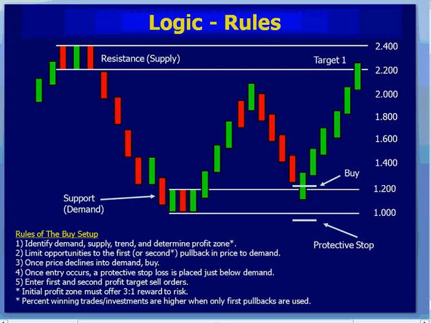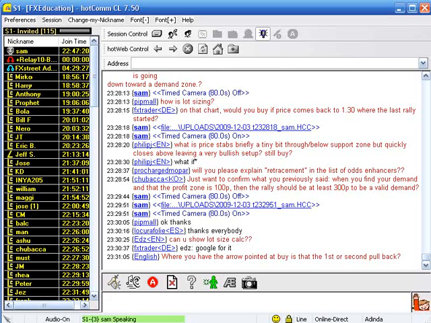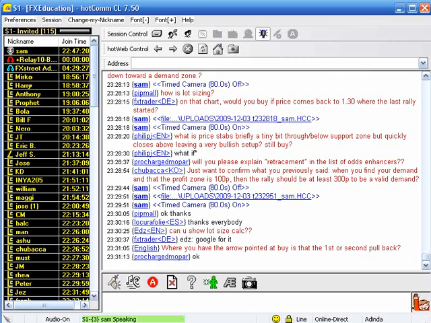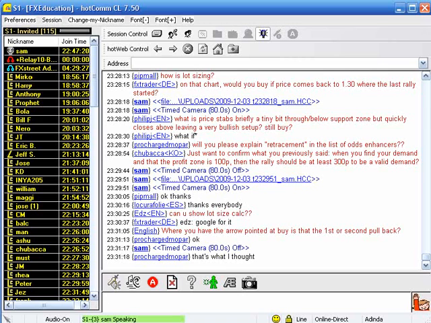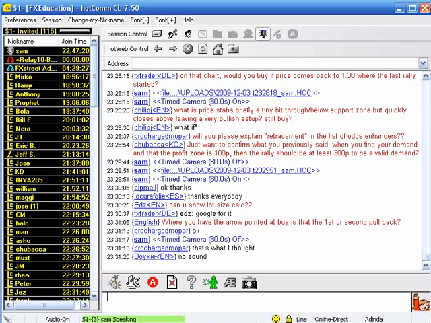Let's see, the other question there about retracements. What we're talking about with retracements there, the retracement is just this pullback in price. So the word retracement kind of means the same thing as pullback. That drop in price back into the demand level, that's the retracement. Again, we typically want to focus on that first retracement back into the level. Okay.